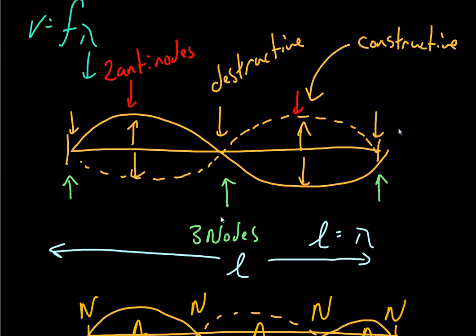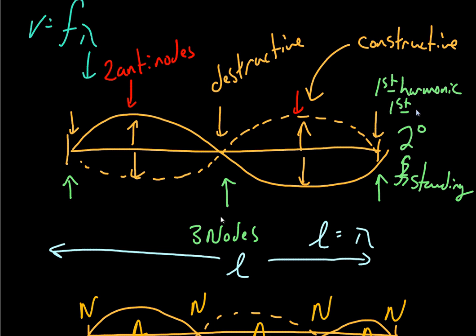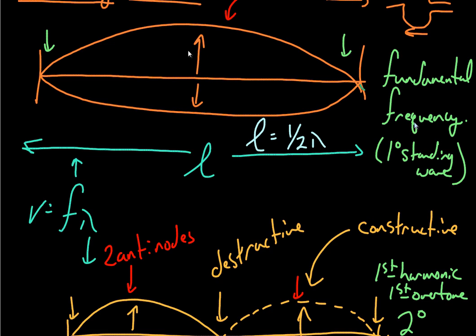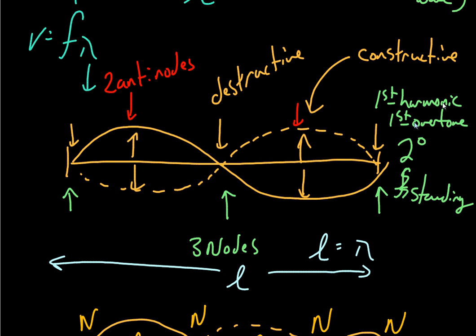So this would be called the secondary standing wave. And another musical term that you might hear is the first harmonic, or the first overtone. So it has a bunch of different names depending on who named it. Physics, secondary standing wave; music, first overtone. The main tone and then the overtone or the harmonic.